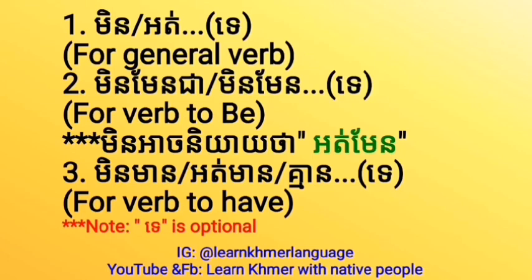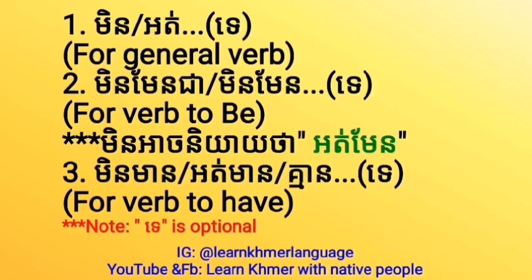And the second condition, for verb to be, we use mình men chia te or mình men te. And note that in this condition, we cannot use at to replace men, so we cannot say at man, but we only say men man. And the third condition, for verb to have, we use men mien or at mien.